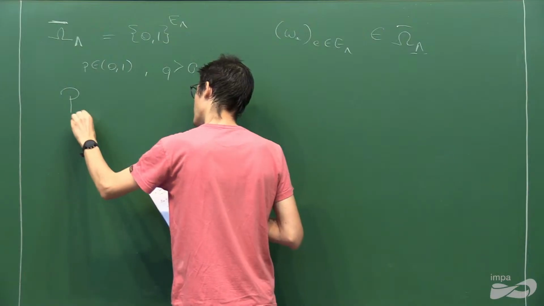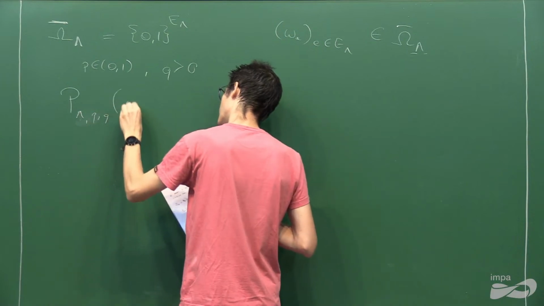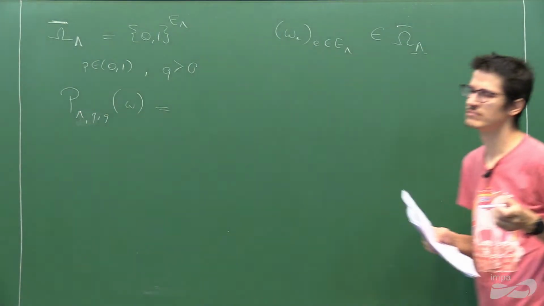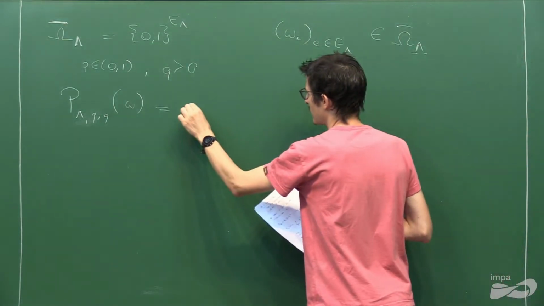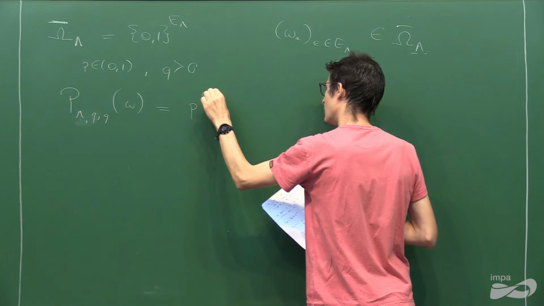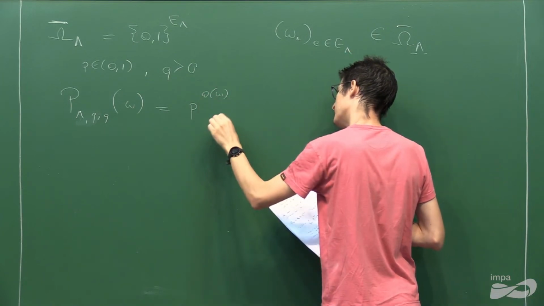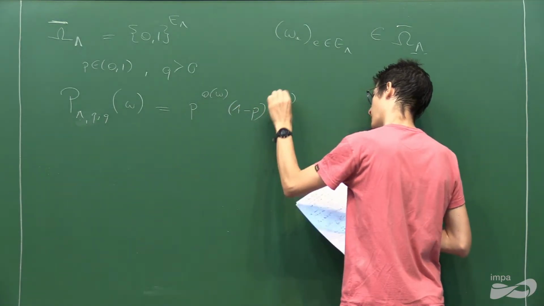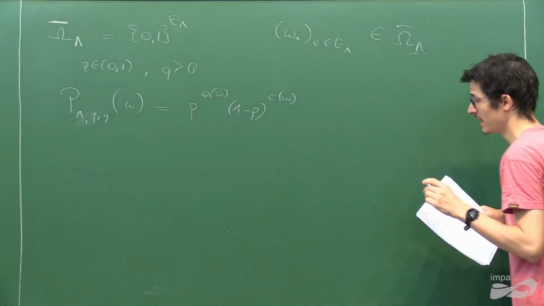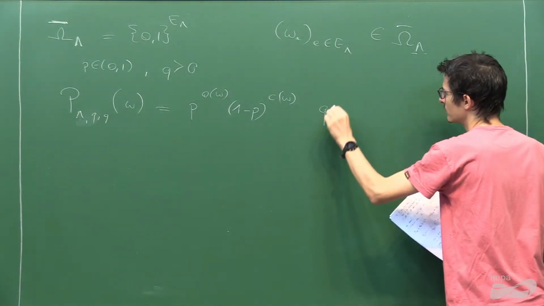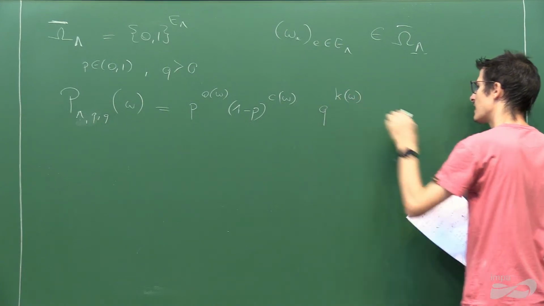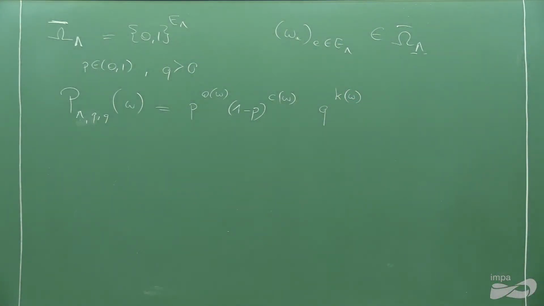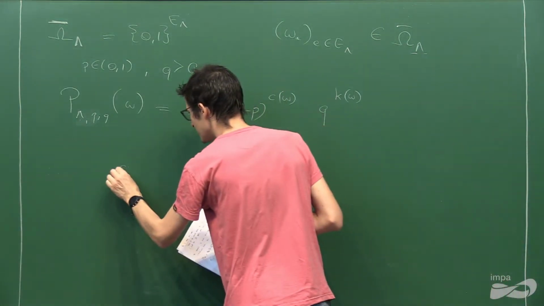We define P_{Lambda,p,q} of omega, which is, okay, so first I will take p to the O of omega, 1 minus p to the C of omega, and then I will take q to the K of omega. So I guess O and C, you might guess what these should be. O is simply the number of open edges.